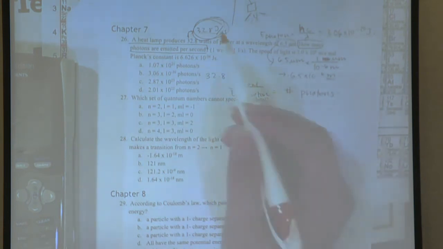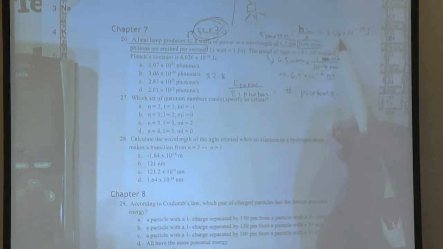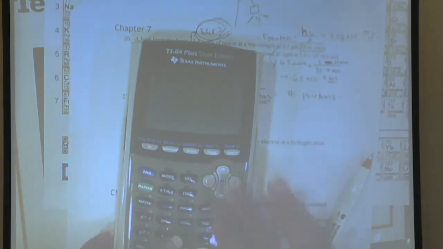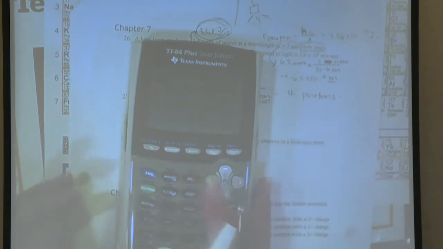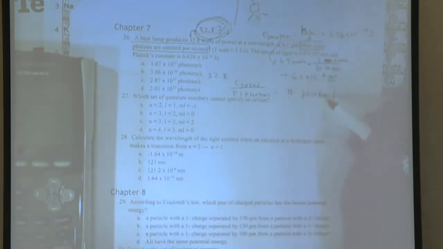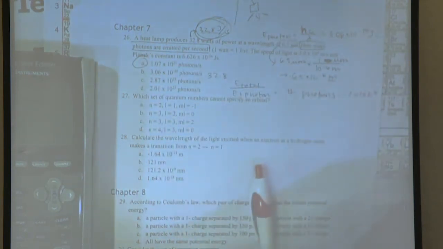Okay. So we're going to do 32.8 divided by our energy of photon, right? So 32.8 divided by, this is the energy of my photon, 3.06 times 10 to the negative 20th. It's going to give me 1.07 times 10 to the 21st. And 26 is A. Good.